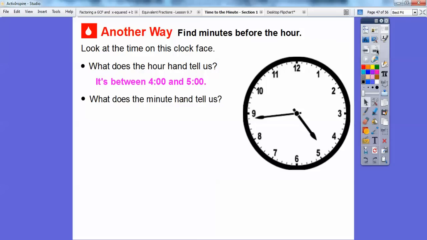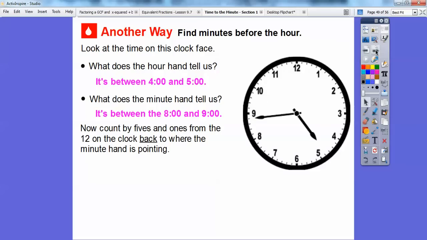What does the minute hand tell us? Well, it's somewhere between the 8 and the 9 right here. So what we're going to do is count, and find the minutes before the hour. So before it gets all the way up here at 5 o'clock, we're going to see how many minutes it is before 5 o'clock. So we're going to count backwards right here to see how many minutes. So now we count by 5s and 1s from the 12 and go on the clock back to where the minute hand points. Okay, so here we go. 5, 10, 15, and then there's the 15 right there on the 9, and so this is 16. So it is 16 minutes before the hour.